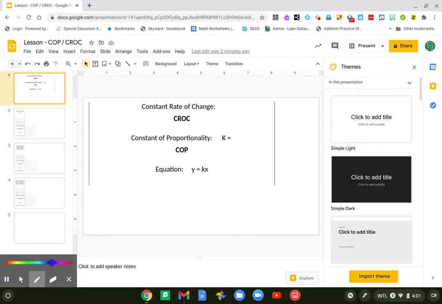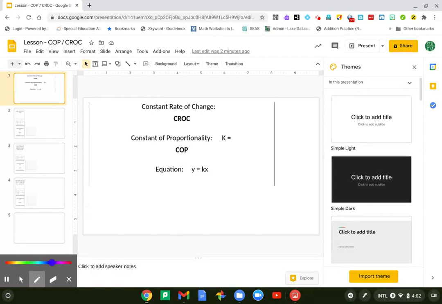So I'm going to start with constant rate of change, and all that means is that something is moving at a constant rate. If I buy one thing and it's $2, if I buy two things, it's $4. If I buy three things, it's $6. So it's moving at a constant rate. Every time I buy one more, I spend $2 more. So that is what constant rate of change and constant proportionality means.